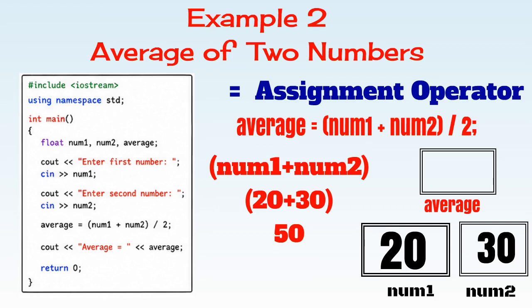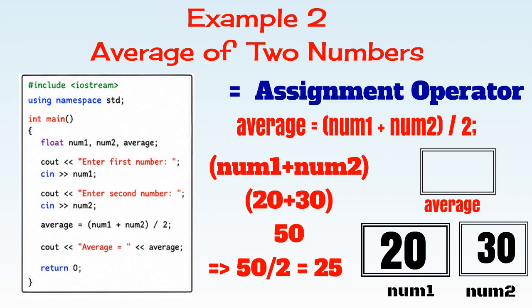Next, it processes the division operation, represented by the /. It divides the 50 by 2, resulting in a final evaluated value of 25. The entire right side of the expression has now collapsed into a single piece of data. And it is at this exact microsecond that the CPU finally acknowledges the left side of the assignment operator.